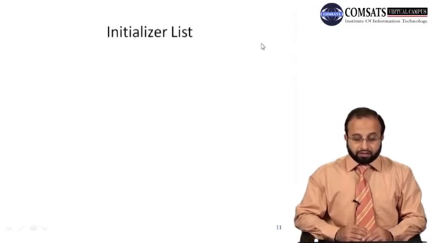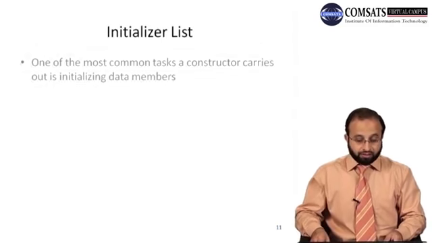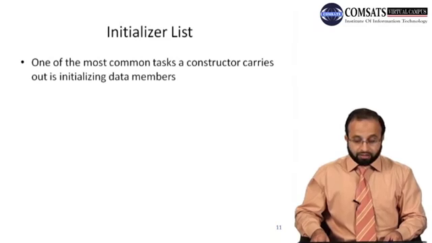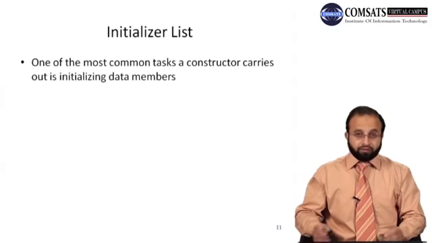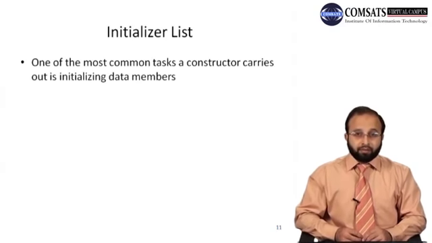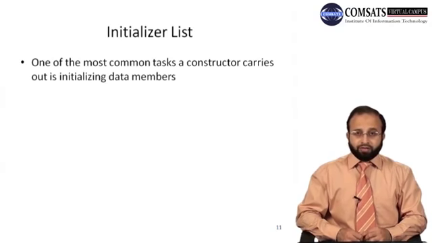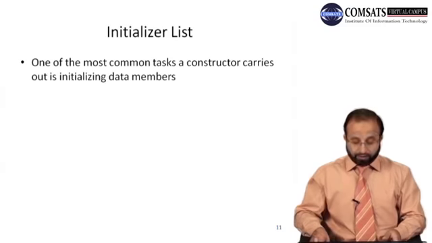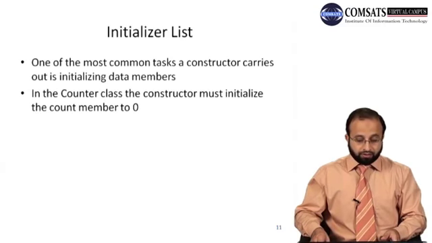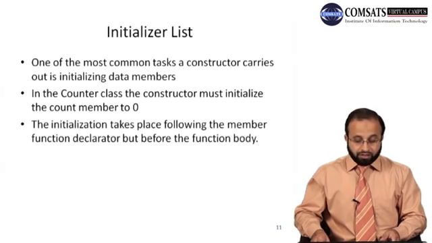Now initializer list. What is the initializer list in the constructor? One of the most common tasks a constructor carries out is initializing data members. We have seen that we want to initialize the data member automatically, implicitly, whenever we create an object. So for that we use a constructor. That is one of the most common tasks of the constructor. In the counter class, the constructor must initialize the count member to 0. The initialization takes place following the member function declarator but before the function body.